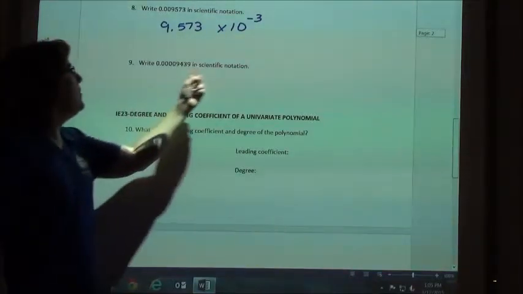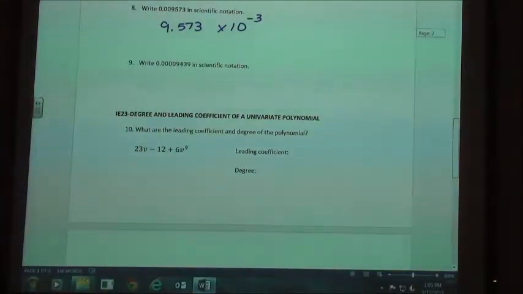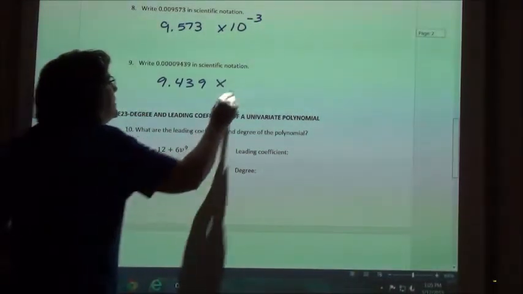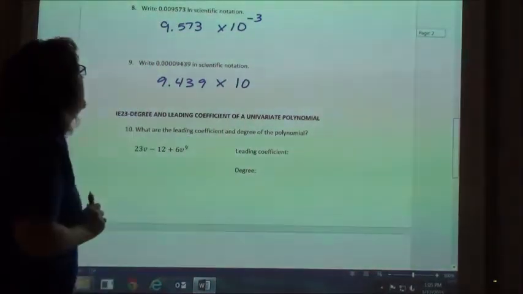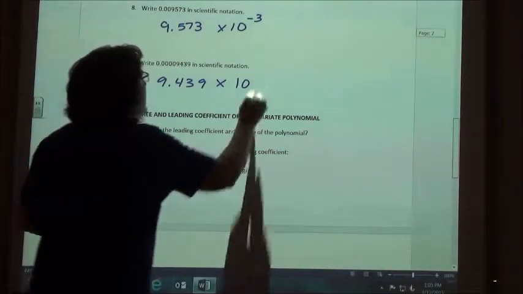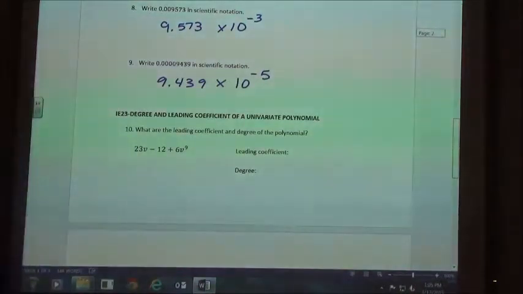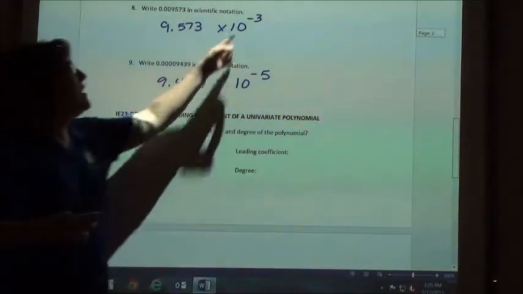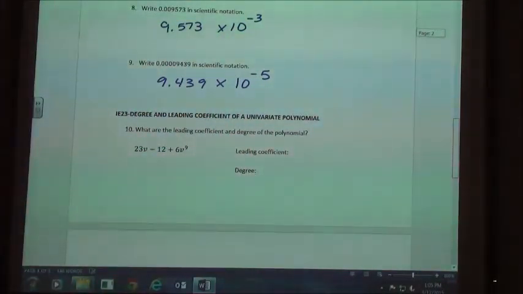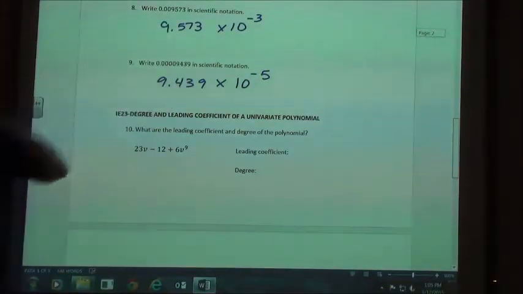So number 9, if I'm going to write that in scientific notation, what would I write? 9.4399 times 10 to the 1, 2, 3, 4, 5, -5, exactly. So the most common mistake I see on these ones is people forget on the decimal ones to put the negative exponent. If I have a whole number, that one's going to have a positive exponent, but if I have a decimal number, that one should have a negative exponent.